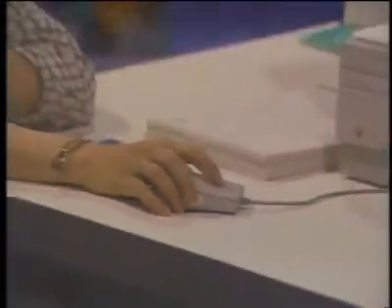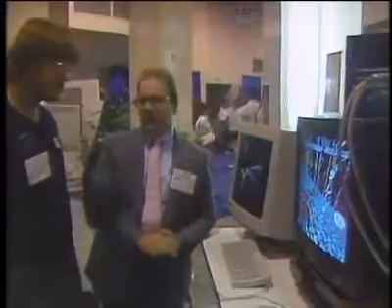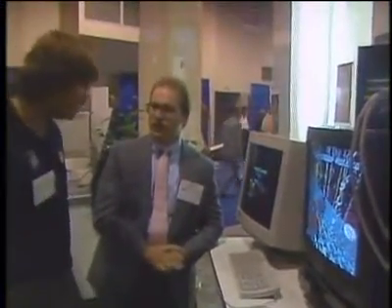Apple believes the New Bus architecture has staying power. It has a track record. In fact, some 60 firms are expected to adopt New Bus for their peripheral cards and computers. And developers are giving it rave reviews. For the Computer Chronicles, I'm Wendy Woods.